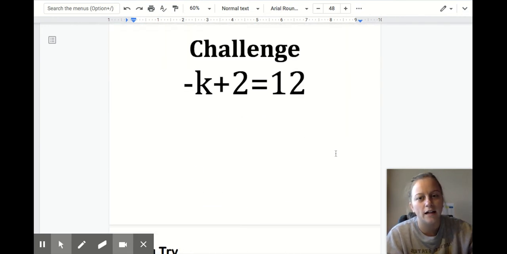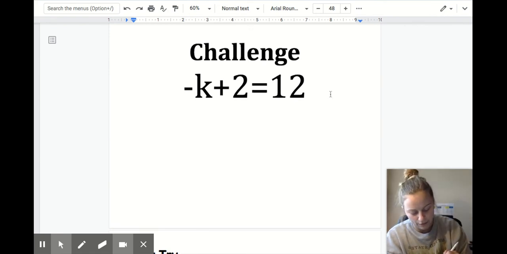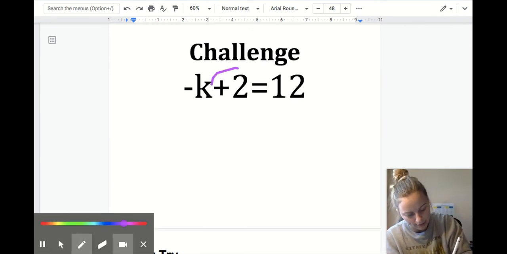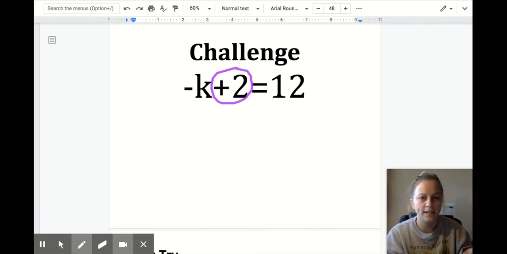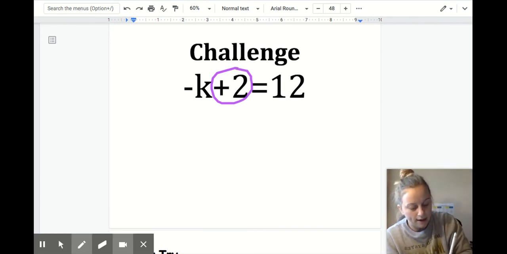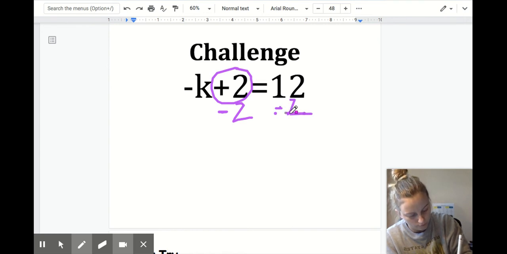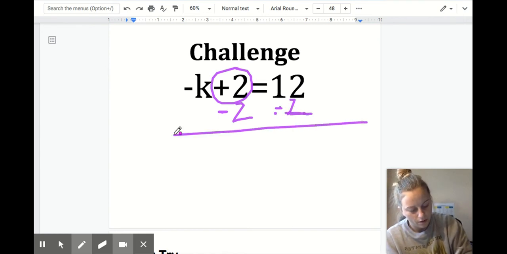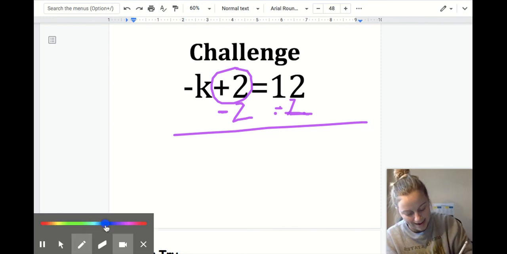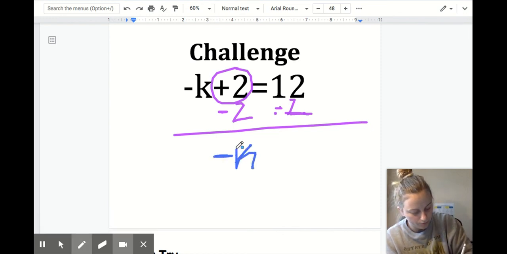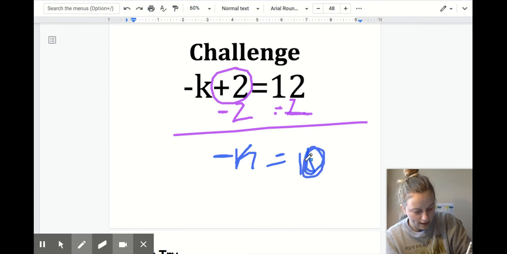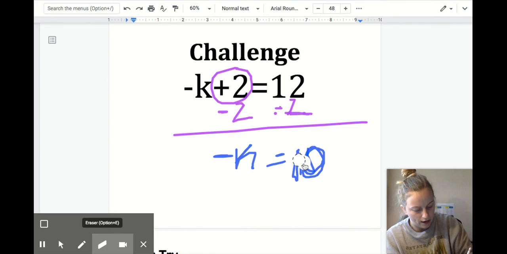Let's go ahead and look at a challenge. So the first thing I notice is I need to get rid of this +2 here. In order to get rid of a +2, I need to subtract 2 on both sides. So I'm left over on the left with a -k. And on the right, 12 minus 2 is really a 10. Well, I can't have a negative k. I need a positive k.